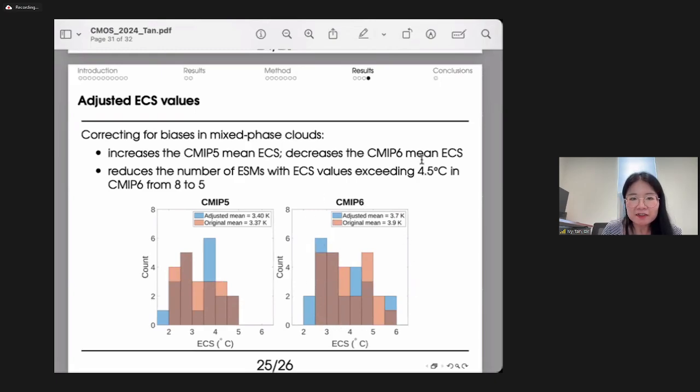For CMIP6, on the other hand, on the right-hand side, we see that adjusting for biases in overestimating the SLF in mixed phase clouds slightly decreases the ECS downwards using our new method. So the new adjusted mean for CMIP6 is 3.7 degrees Celsius. It's also interesting to note that the adjustment to the ECS values that we did using our new model decreases the number of CMIP6 Earth system models with high ECS values that are over 4.5 degrees Celsius, down from 8 to 5. And so the net result is this upper range moderate ECS value.